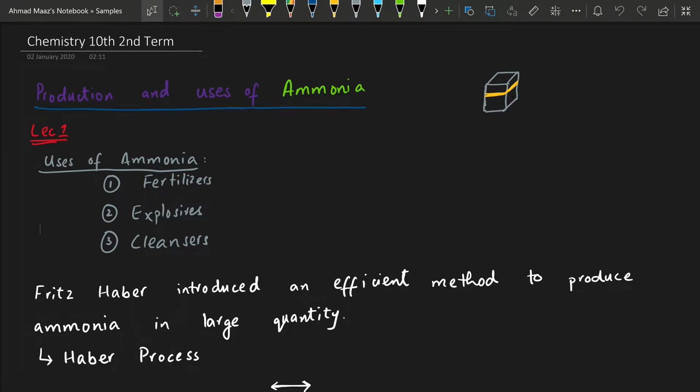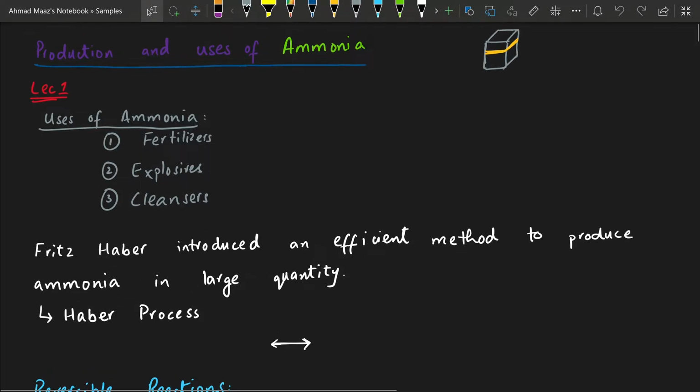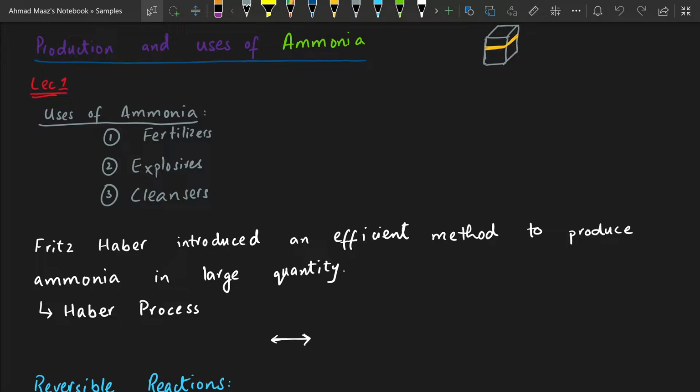Alright, this is the start of your second term chemistry 10th class. We'll start with the topic that is production and uses of ammonia. It is more of a practical knowledge or the practical application of the subject, and how is ammonia produced in industry, what are the uses of ammonia. We'll focus more on the fertilizers and on the agricultural uses of ammonia gas.